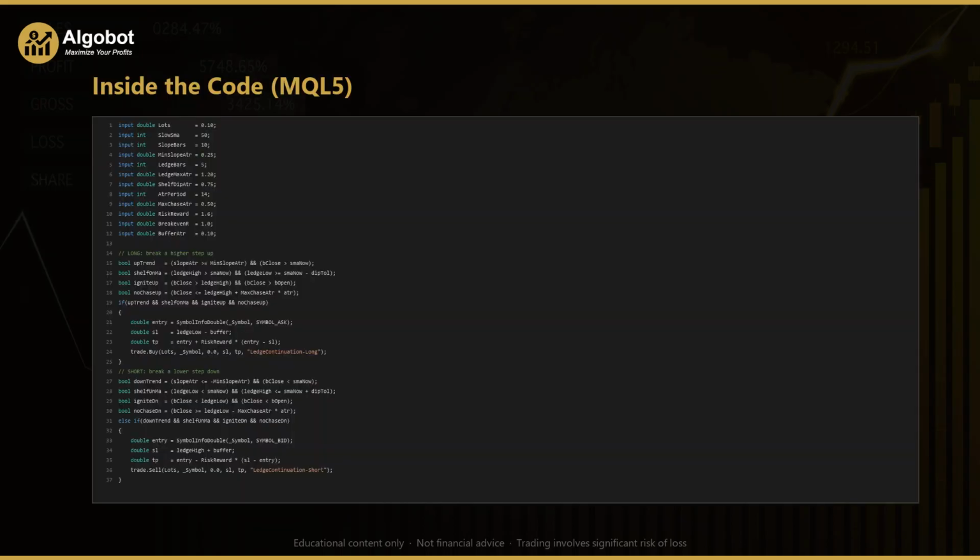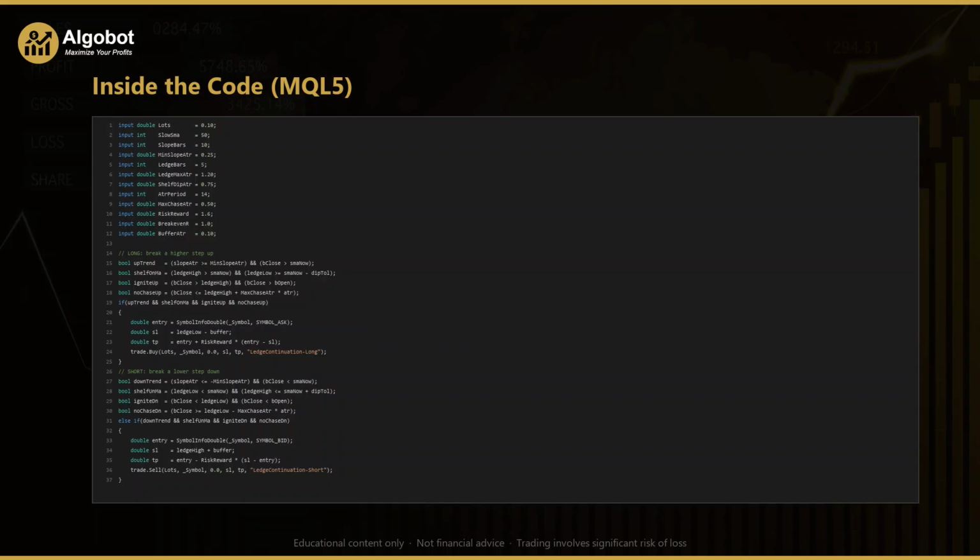Let's read the code the way you would in MetaTrader. At the top are the inputs. Lot sets the trade size. SlowSma and SlopeBars define the baseline and how far back we measure its slope, while MinSlopeAtr sets how steep that slope must be in ATR units.